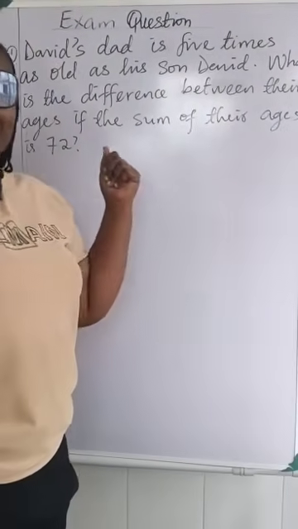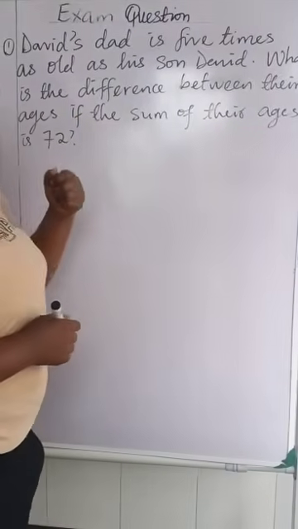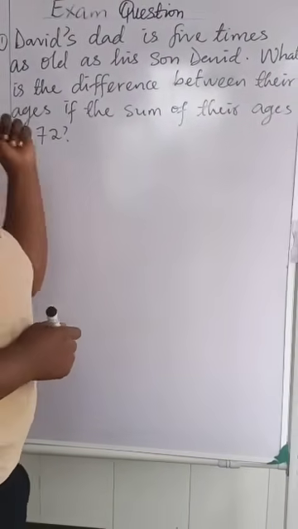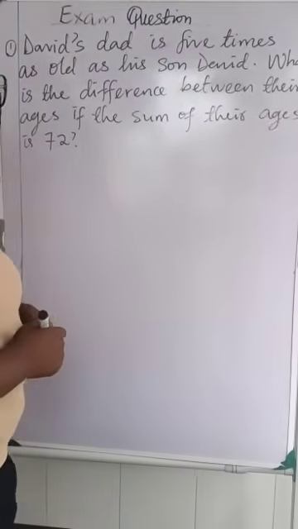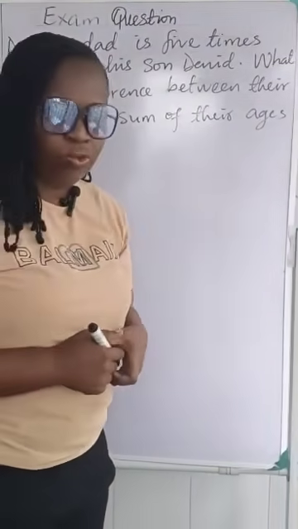Let's look at this exam question together. We have David's dad is 5 times as old as his son David. What is the difference between their ages if the sum of their ages is 72?